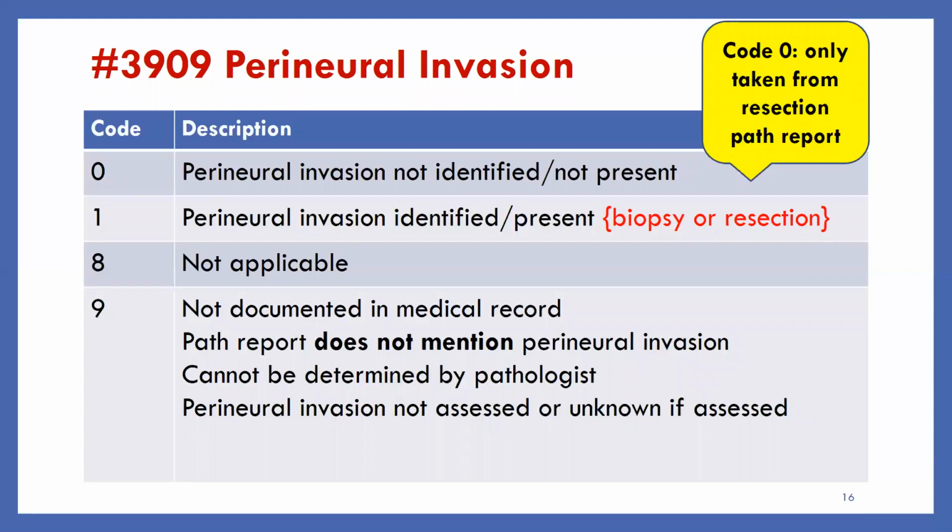If you're coding a 0, that information can only come from the resection path report. If you're coding a 1, that information can come from a biopsy or a resection. And then code 9 if the path report does not mention perineural invasion or it's not documented.